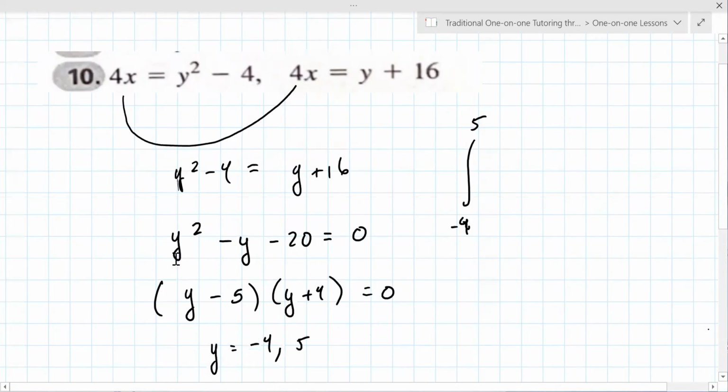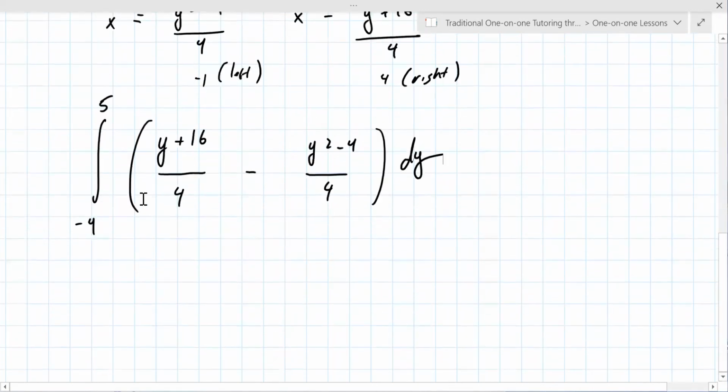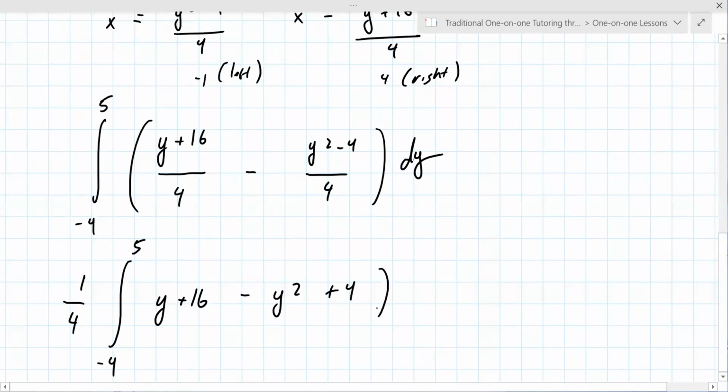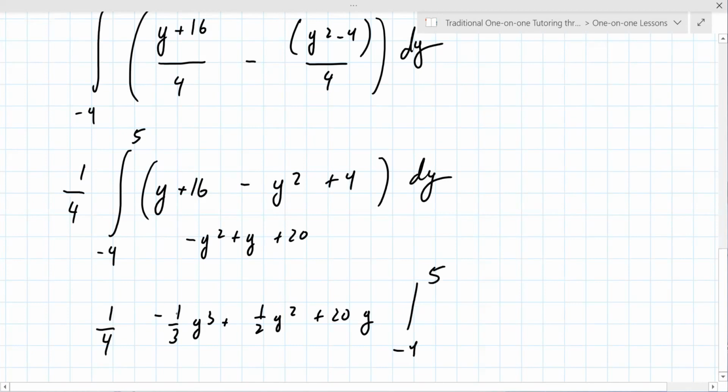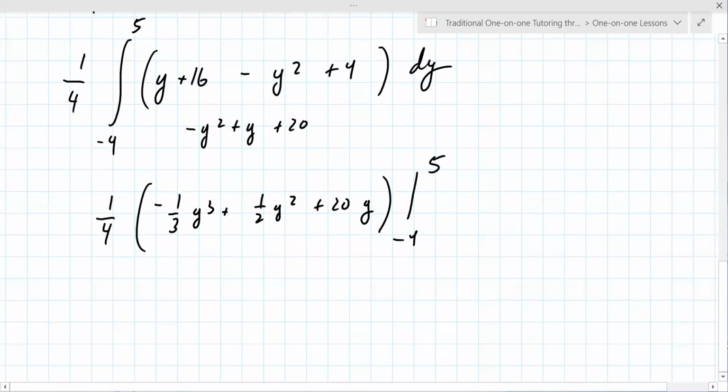Yeah. All right. So now this is kind of non-obvious, but you really want to factor a 1/4 out of both of these terms, because then you can put it on the outside and it just becomes easier. And then it's minus y squared plus 4 dy. Does the minus apply to the whole y squared? Yes. So it's minus y squared plus y plus 20. And then you can find the antiderivative, minus 1/3 y cubed plus 1/2 y squared plus 20y, evaluated from minus 4 to 5, multiplied by 1/4. Do you want us to proceed from here?